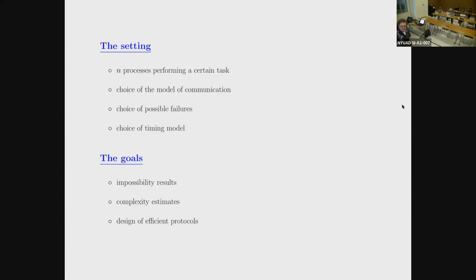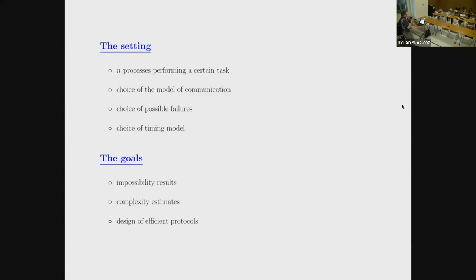And then the usual goals, like in any complexity setting: you have possibility results. If it's possible, you have complexity estimates. And finally, the last step, design of efficient protocols. So in this area, people don't talk about algorithms, they talk about protocols, but it's really the same thing.